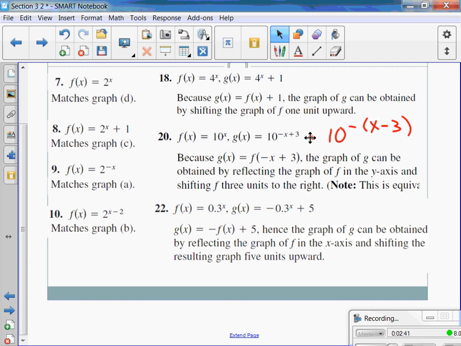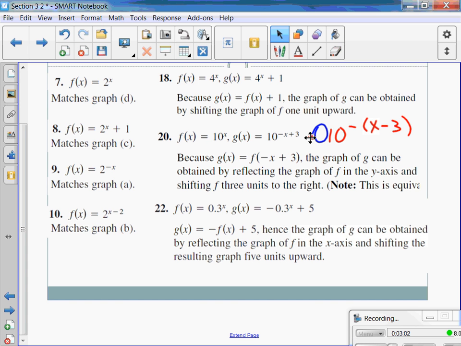When it reflects over the y and moves to the right. No, this is going to be a reflection over the y, correct. The reflection over the x would be something if it was in front of the 10. But yeah, reflection over the y, and then a shift. If anything, that would probably be more confusing than the one.